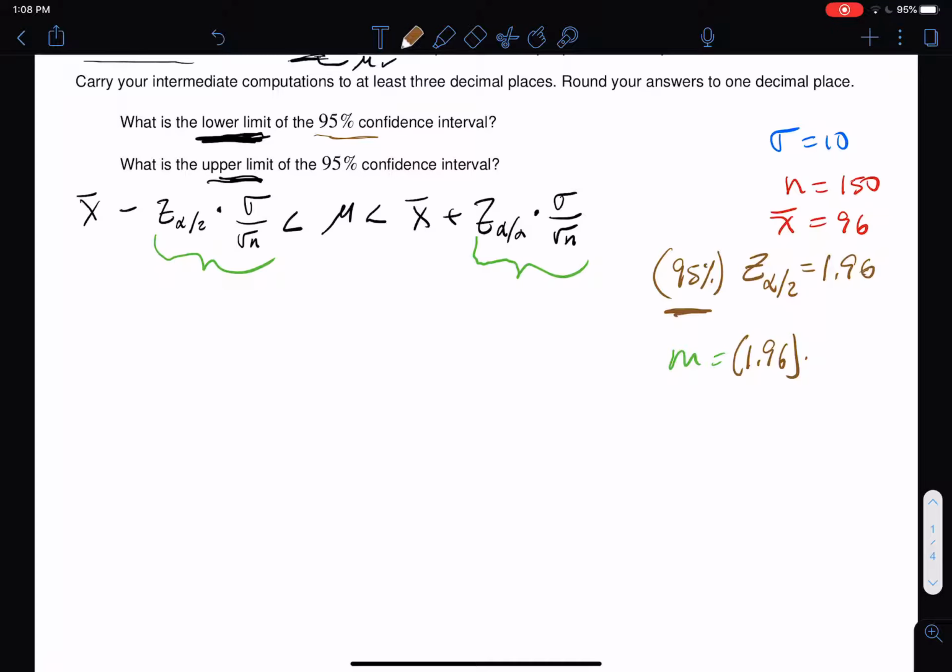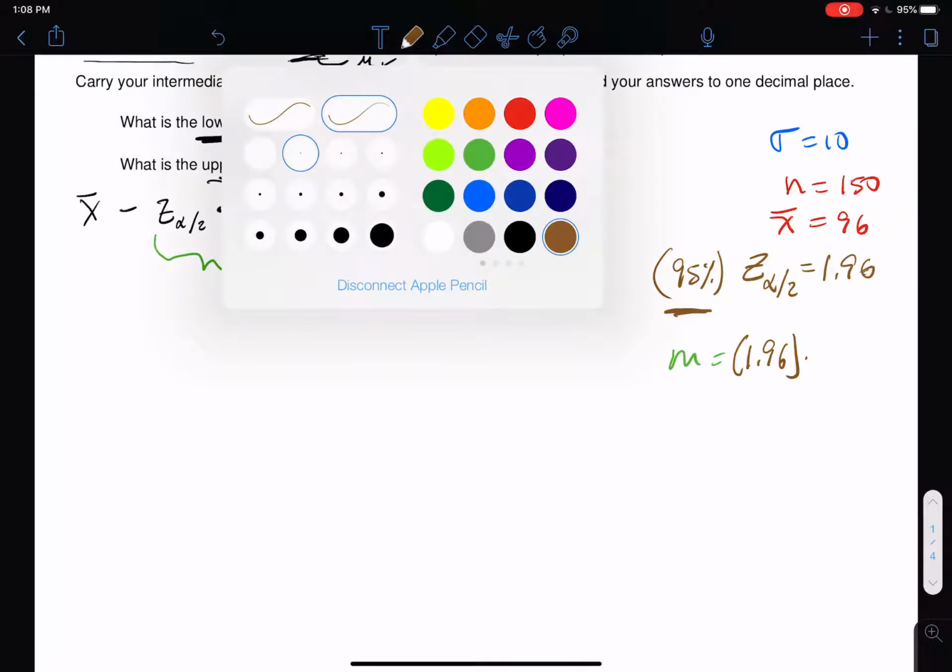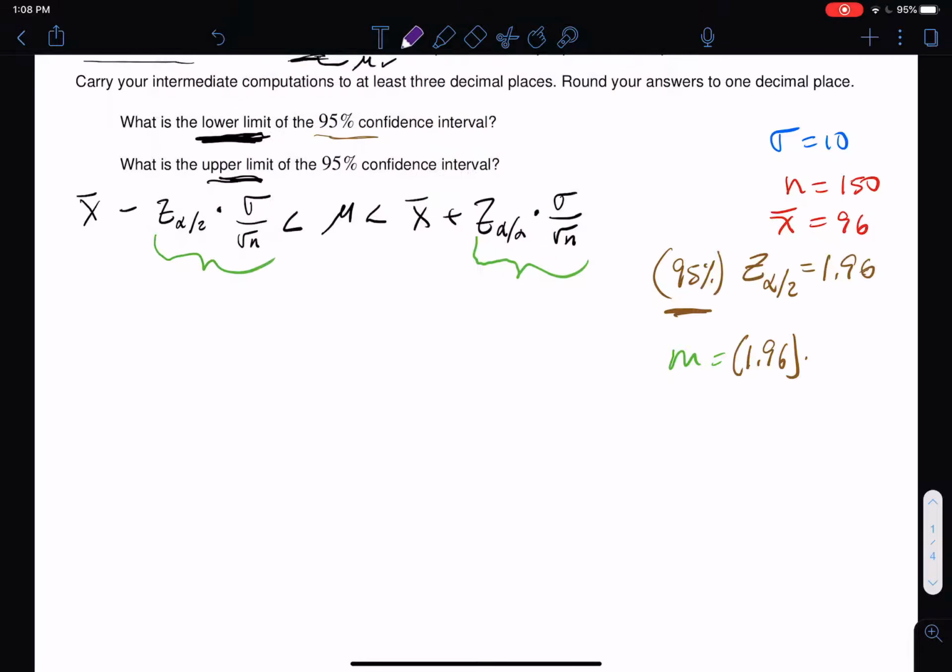Let's see. Gosh, I don't know why I feel like I'm running out of color here. Let me go with purple. So I need to figure out this piece right here. I should have done that over here. So this piece is just going to be the standard deviation, which is 10. That's the population standard deviation, divided by the square root of my sample size, which is 150.